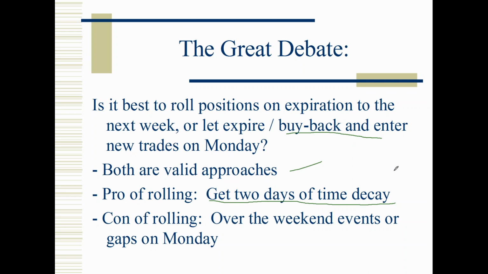So we open up Monday. If the stock's at the same price and volatility is the same, I'll see a decline in both options. I might be able to liquidate for a 20%, 30% gain of what I expected. So that's a pro of rolling early. The con of rolling is that we don't know what's going to happen over the weekend.